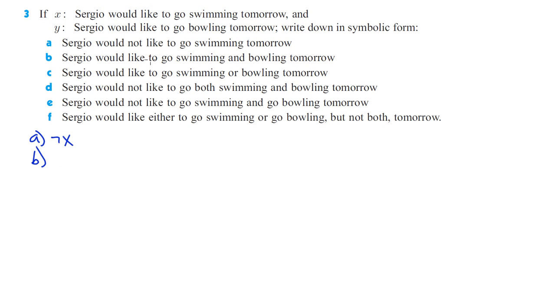Okay, B, Sergio would like to go swimming and bowling tomorrow. So swimming is X, bowling is Y. And since it's and, we put this symbol in between. C, Sergio would like to go swimming or bowling. So swimming is X, or is this symbol here, and then bowling is Y.